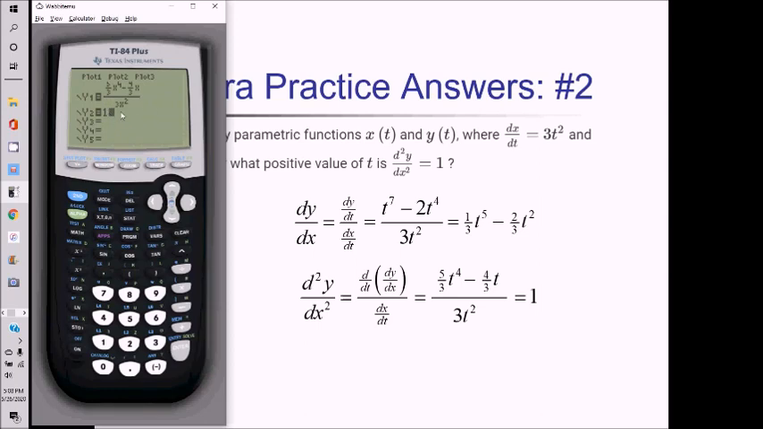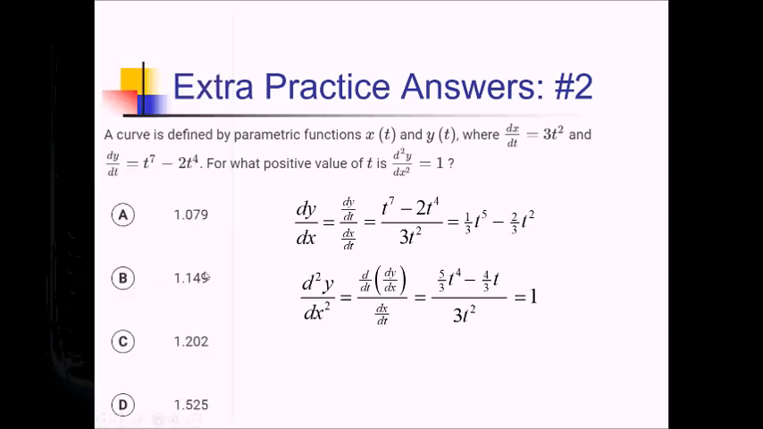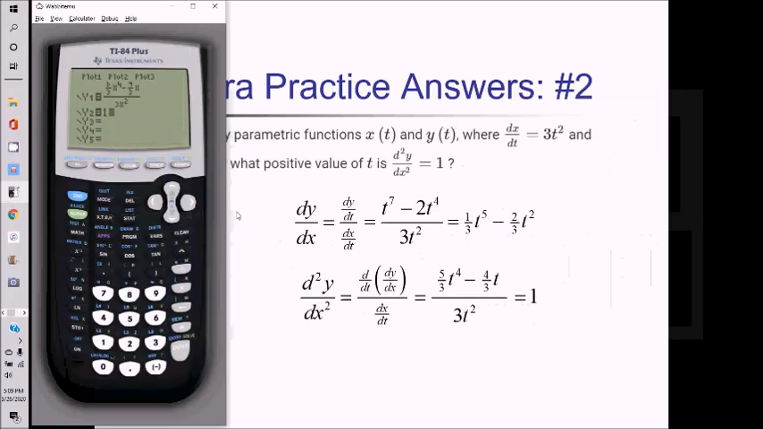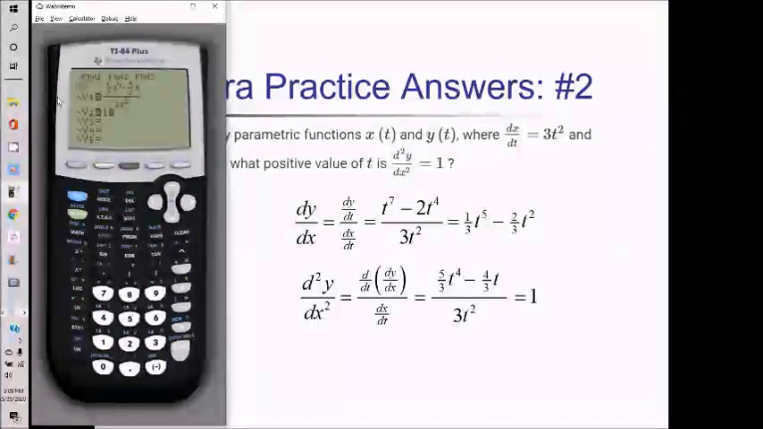On y2, I put the right side of my equation, which is just the constant value 1. And for the window, I'm not really sure what my window should be. I've got some rough guidelines here. The answer is going to be somewhere between 1 and 2. But I don't know. Let me just do zoom 4 for window and see what we get.